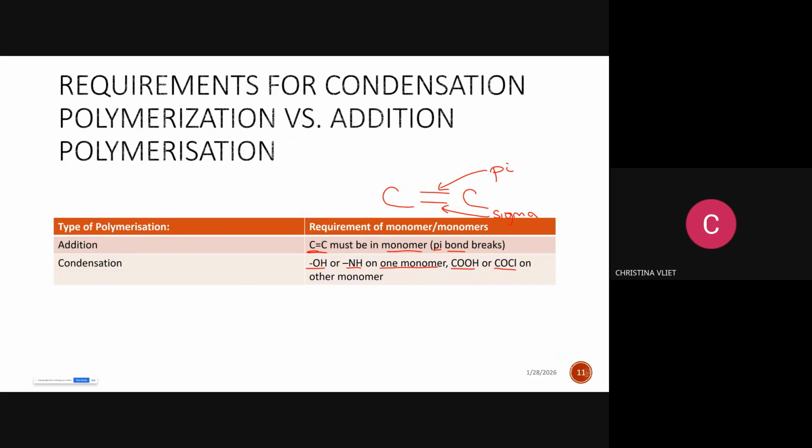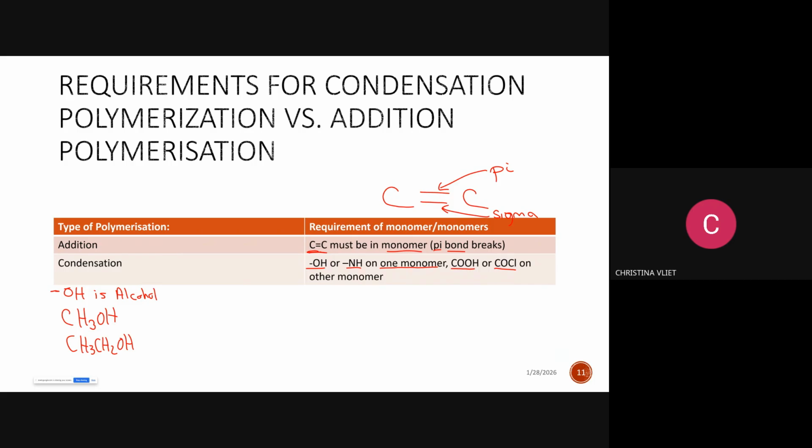You're like, what is COCl? I'm sure. I'm about to tell you. So what does this mean? OH is alcohol. So when we mean OH, we're talking about alcohols, which means something like CH3OH, CH3CH2OH, so on and so forth, right? We have some sort of alcohol going on.